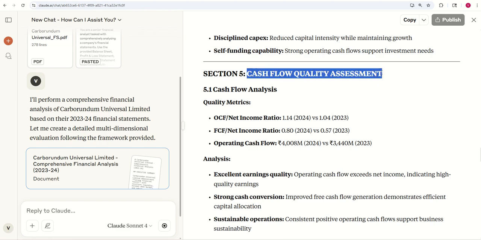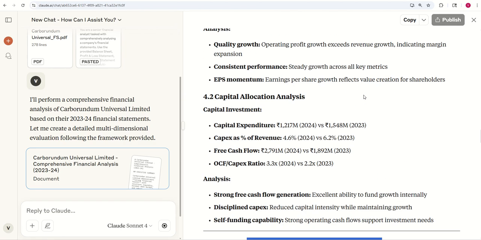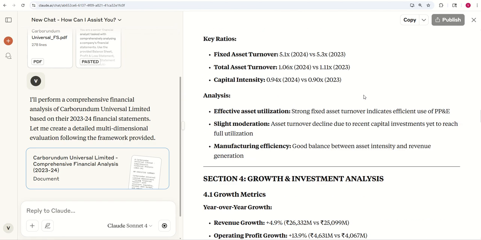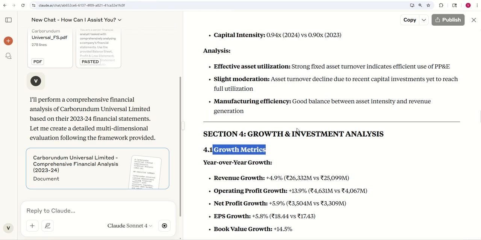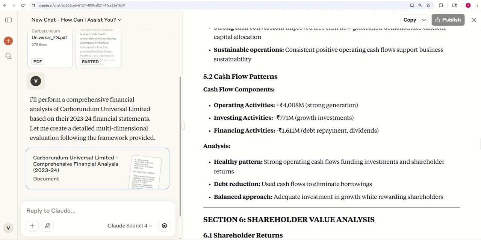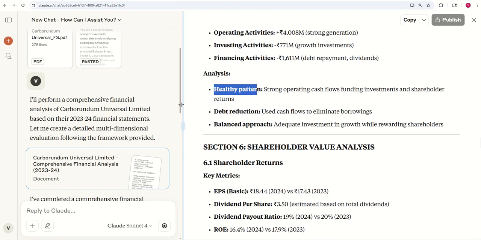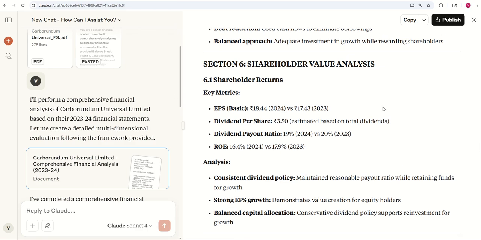Then there is the cash flow quality assessment, which is based on the numbers in the cash flow statement. Then growth metrics. It talks about growth, and as we go down, it even analyzes the cash flow patterns: operating activities, how much money; investing activities, how much money; financing activities, how much money; and what the interpretation of that is. So I told you it's going to be a big analysis, right? You can see the model is still generating the output.